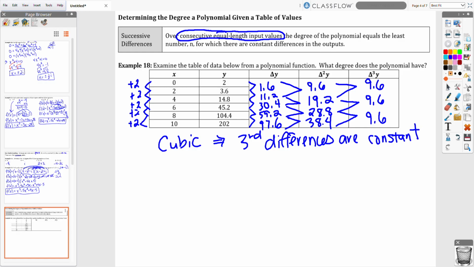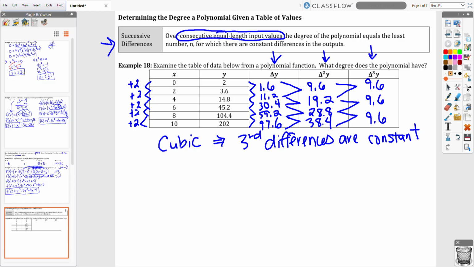So if you look up at the top up here where it says successive differences over equal input value intervals, it says the degree of the polynomial equals the least number for which there are constant differences. So basically what that's saying is first differences, if those are constant, then the degree of your polynomial is 1, which is a linear function. If the second differences are constant, then the degree of your polynomial will be 2, or a quadratic function. If the third differences are constant, the degree of your polynomial is 3. It will be a cubic function.